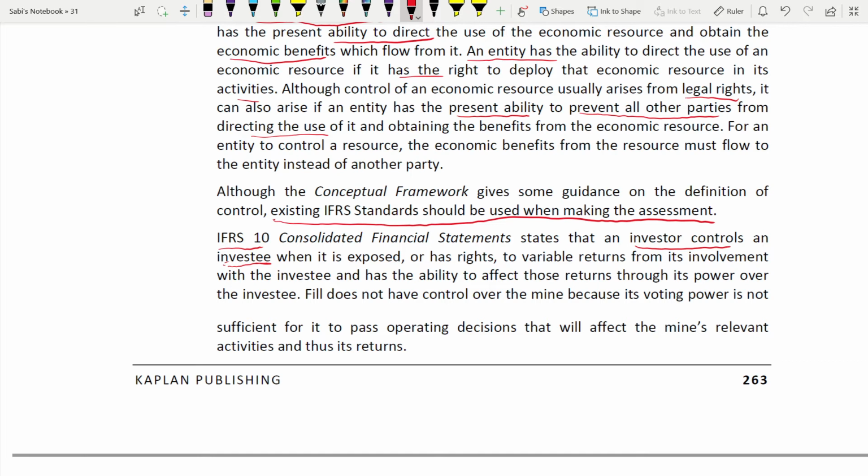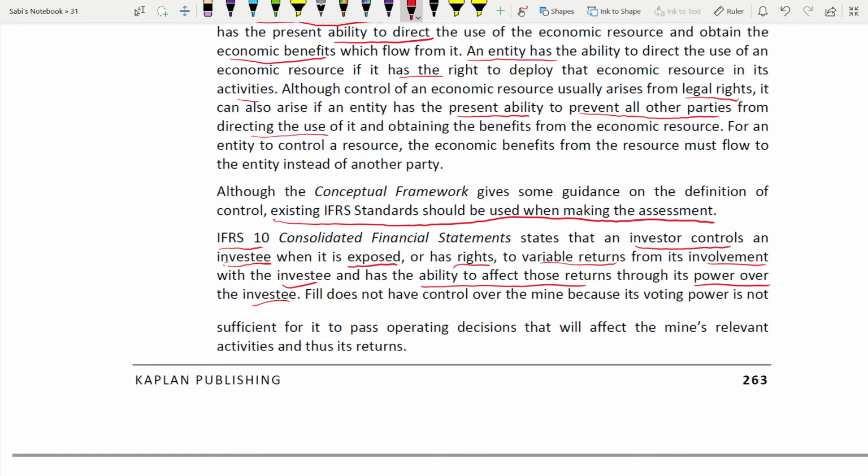If a theory question is asked about the control part, whether the investor has control over the investee or not, I think you can memorize these answers. When it is exposed or has rights to variable returns from its involvement with the investee and has the ability to affect those returns through its power over the investee. You see the words power, exposure, rights to variable returns. All these words are important in your answer.